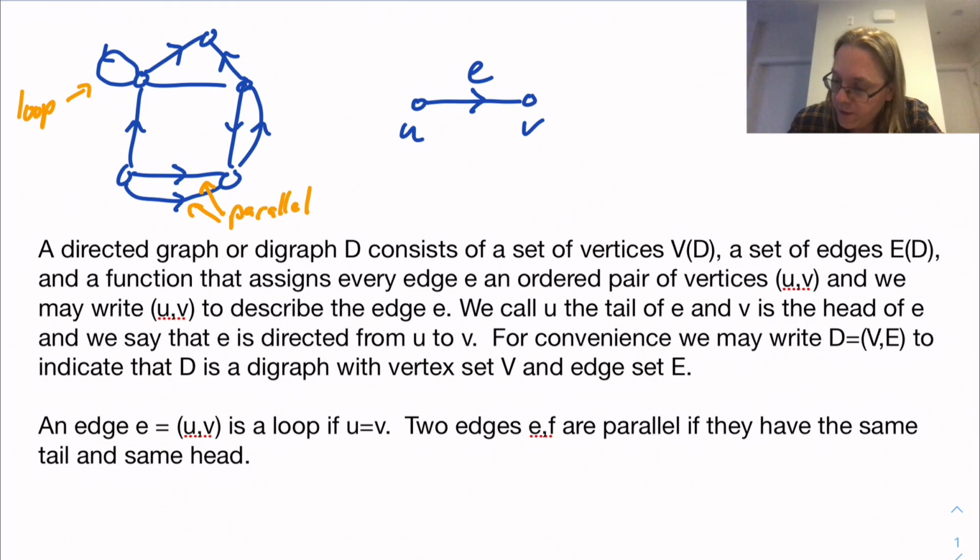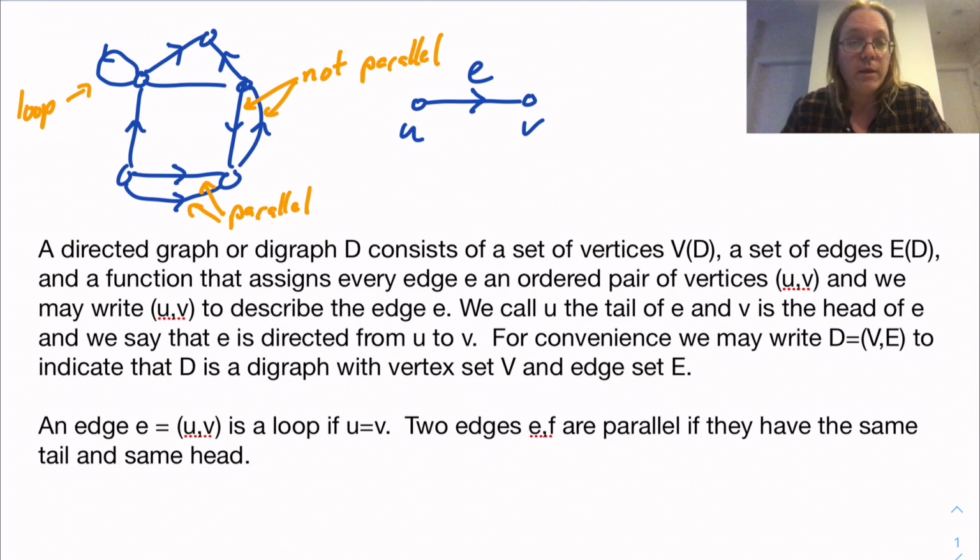On the other hand, these two are not parallel. Those two are flipped, right? One ordered pair would be like U comma V, and the other would be V comma U, and those are not the same ordered pair, so those are not parallel.